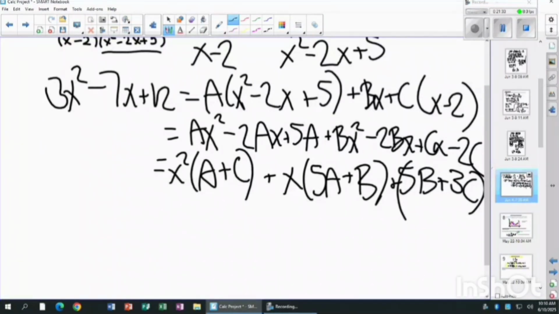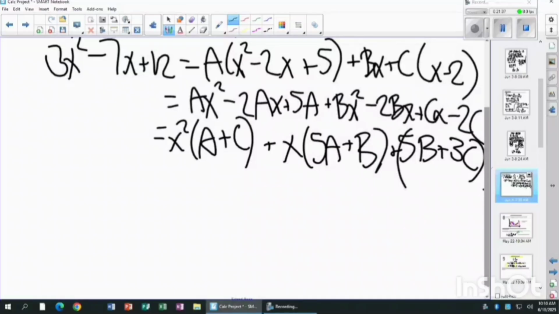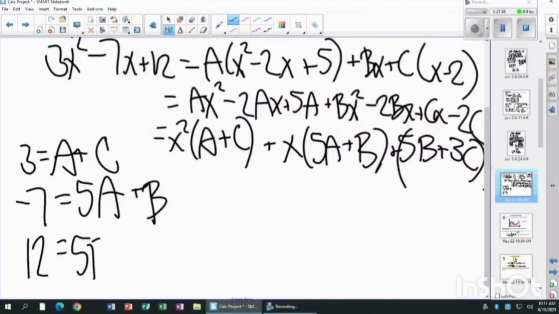So 3x squared equals x squared times a plus c. The x squared would cancel. 3 equals a plus c. Negative 7x equals x times 5a plus b. The x's cancel, so it'd be negative 7 equals 5a plus b. And then finally 12 equals 5b plus 3c. Sorry, that can be c.